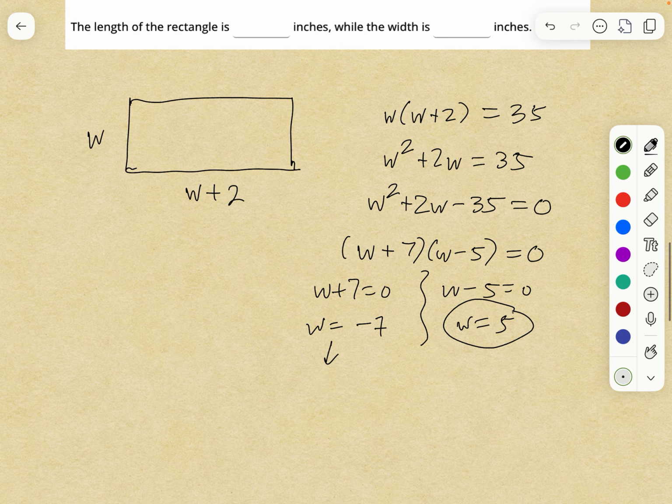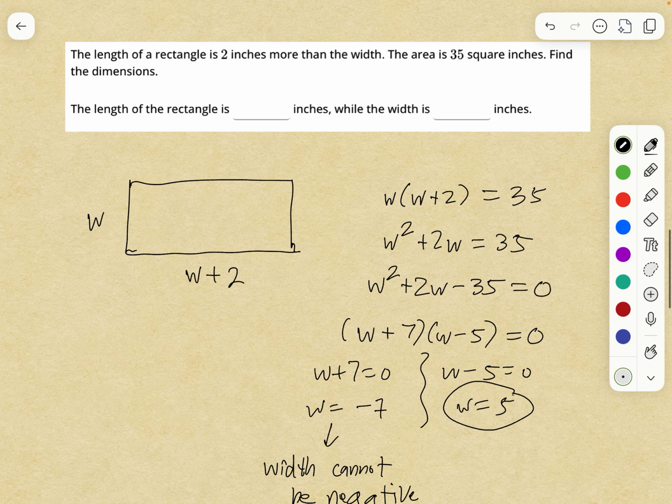So the width cannot be negative, so we exclude negative 7 and we just keep W equals 5. So the width is 5 inches. And what's the length? Well, the length is W plus 2, so it's 7. And that's the answer.